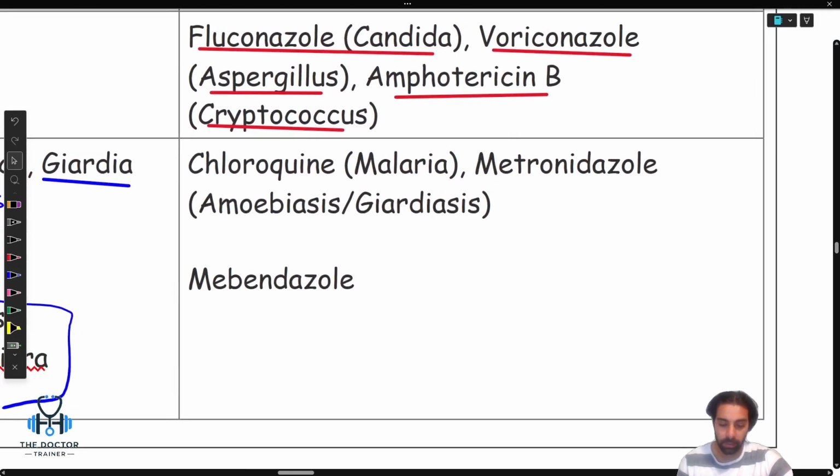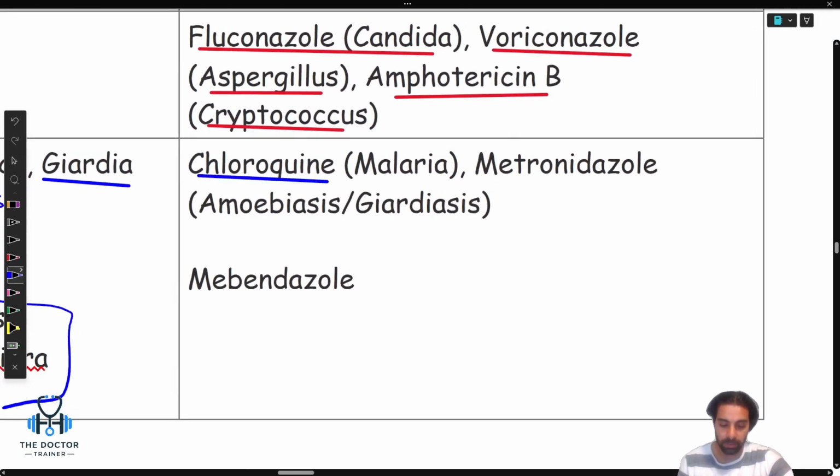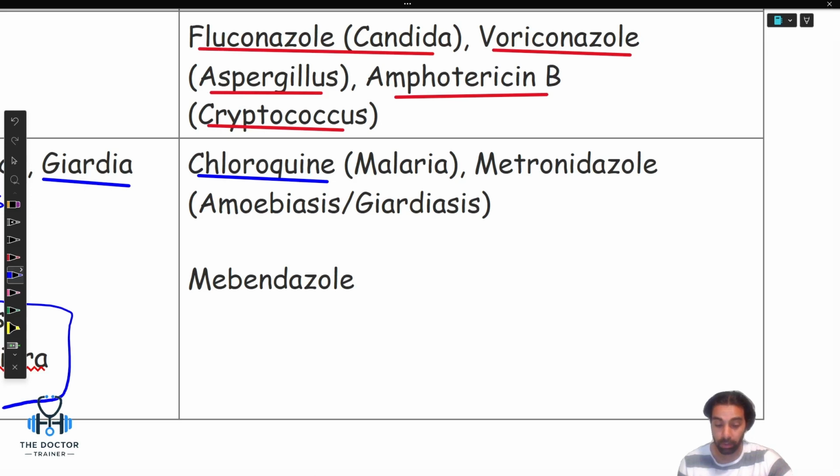So if we're talking about malaria, chloroquine is a good option. If we're talking about Giardia or Entamoeba histolytica, metronidazole is a good option. And if we're talking about those weird worms, then albendazole or mebendazole are good options.